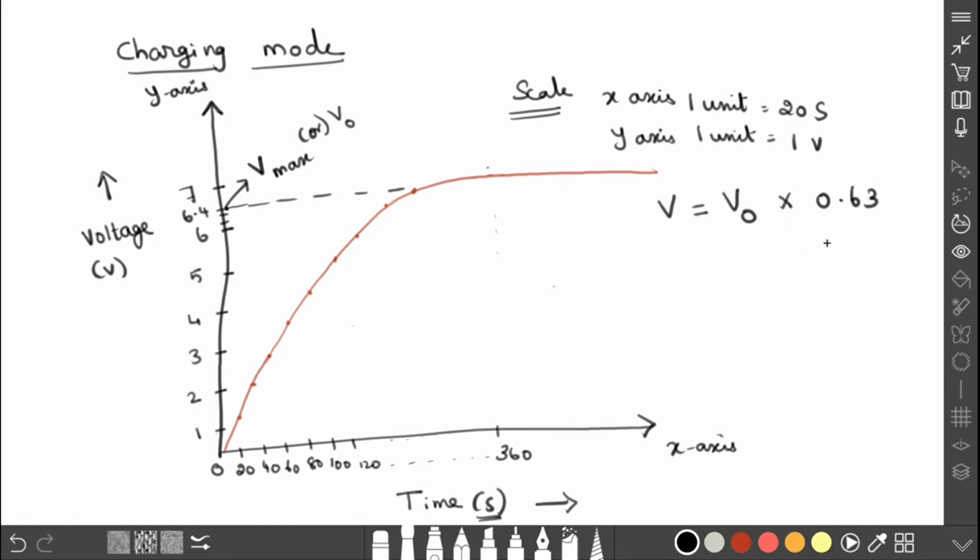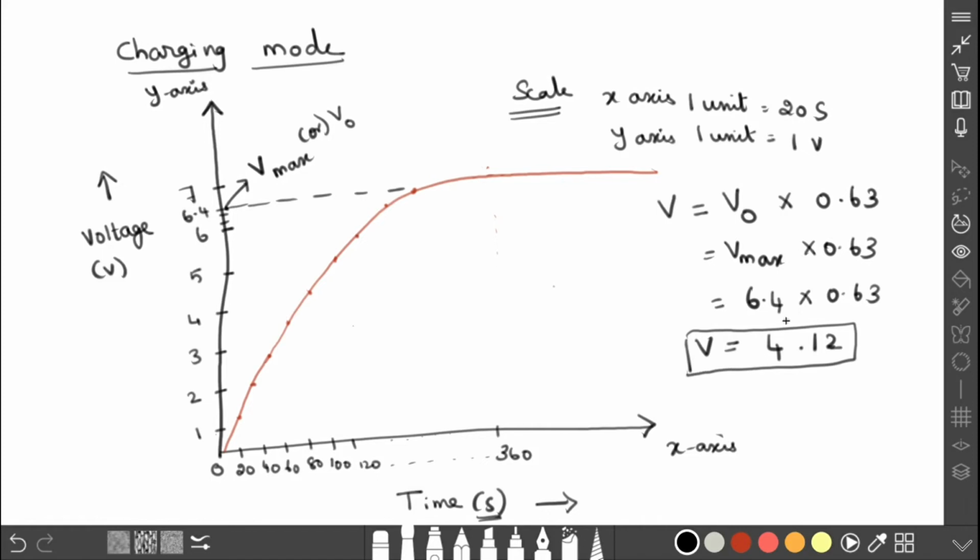Okay, 0.63. So V naught is nothing but V maximum into 0.63. Now if you check, how much is this V maximum? 6.4 into 0.63. If you multiply both, we will get a value around 4.12. Okay, 4.12. So now this is the voltage across the capacitor during the time constant.